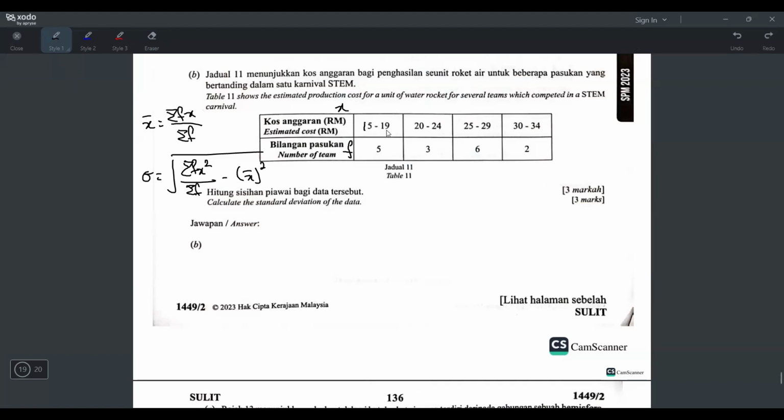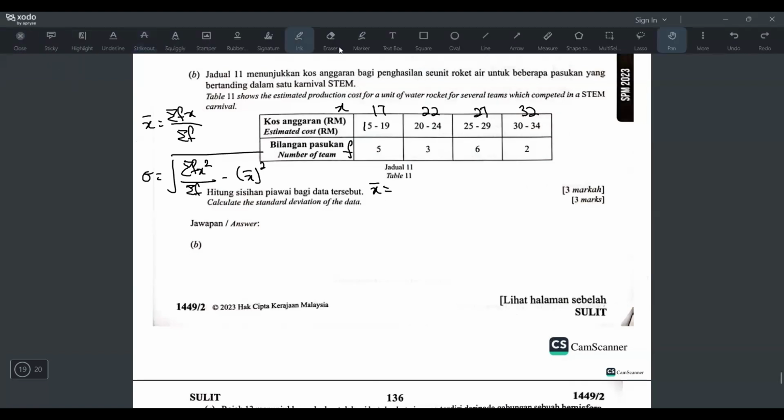This one is 15. The soalan silap. Yeah, it's not 5. Yeah, 15. So how to find the midpoint is you take 15 plus 19 and then divide 2. Okay, so you get 17. This one you get 22, 27, 32 like this, right? Okay, so these are all the midpoint. Now we can find the mean.